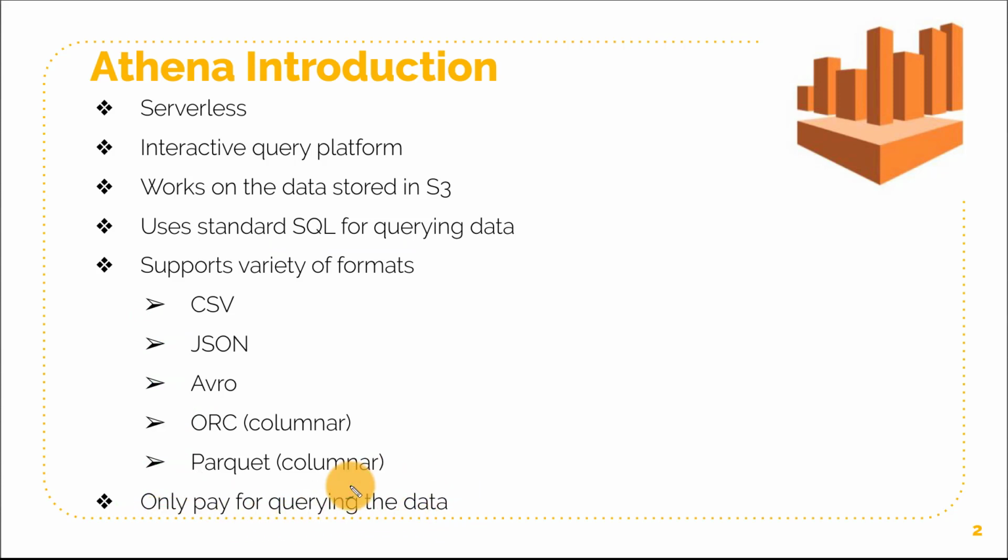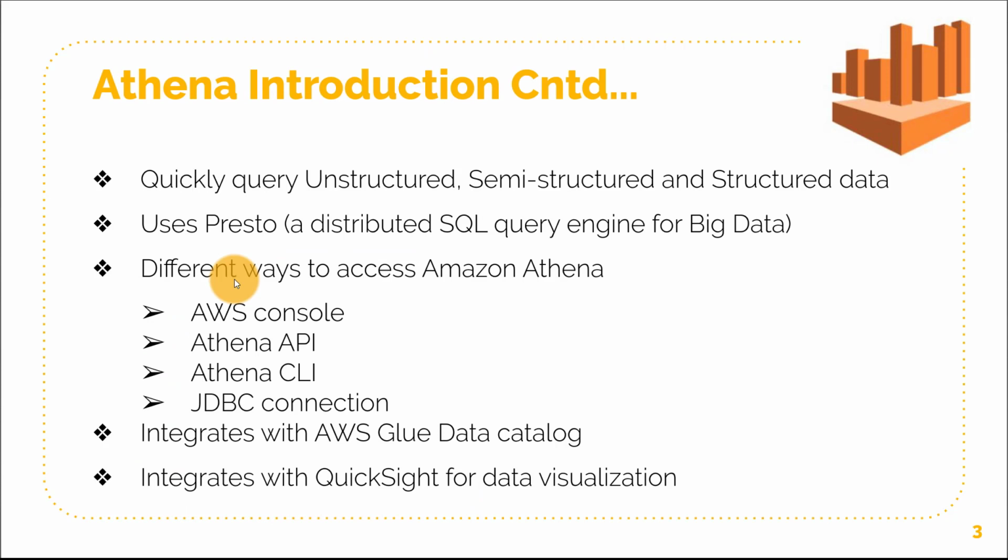So let's move on. You can quickly query unstructured, semi-structured, and structured data. You just need to create a table pointing to the S3 folder where the data is located, and that is it. It uses Presto SQL at the backend, and Presto is a quite famous query data engine in the big data world. So coming to the access part, there are quite different ways to access Amazon Athena. You can use the console, API, CLI, or JDBC connection.